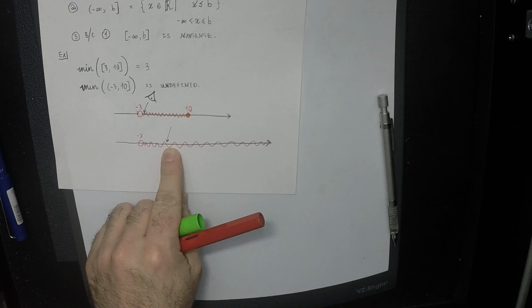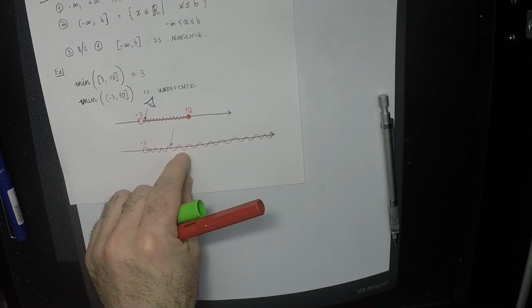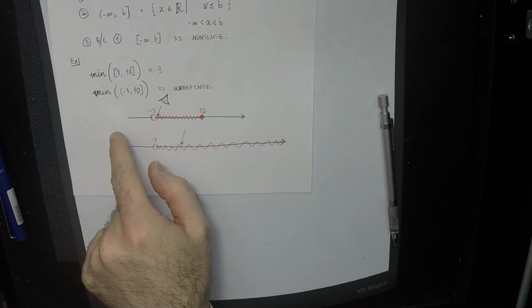Is that the least red point? No, there's clearly other red points that are less. So the thing is that no matter what red point you point at, you have to be some distance to the right of negative 3, and that couldn't possibly be the least red point. So is there any question why this has no minimum?